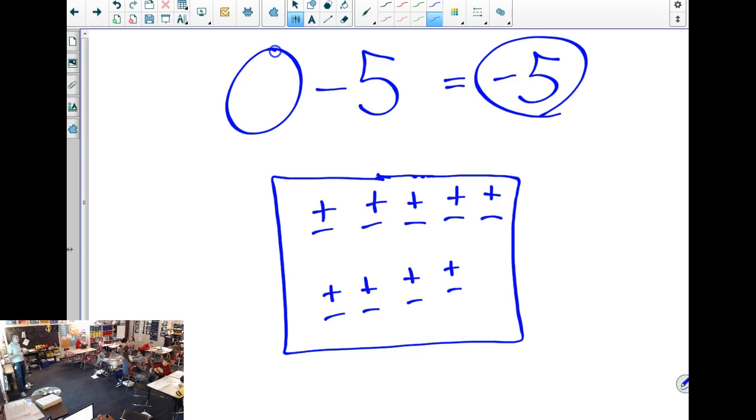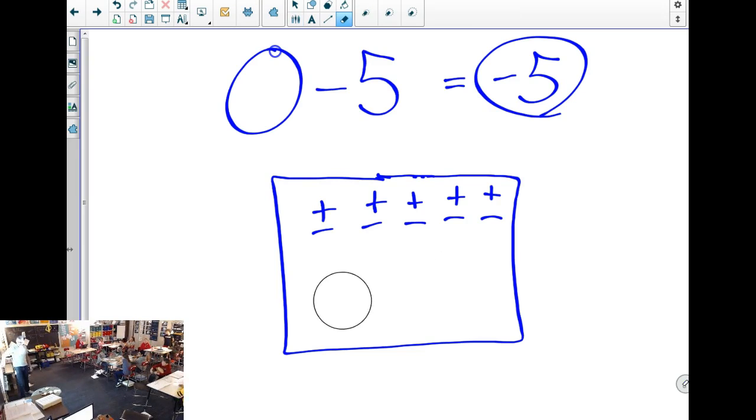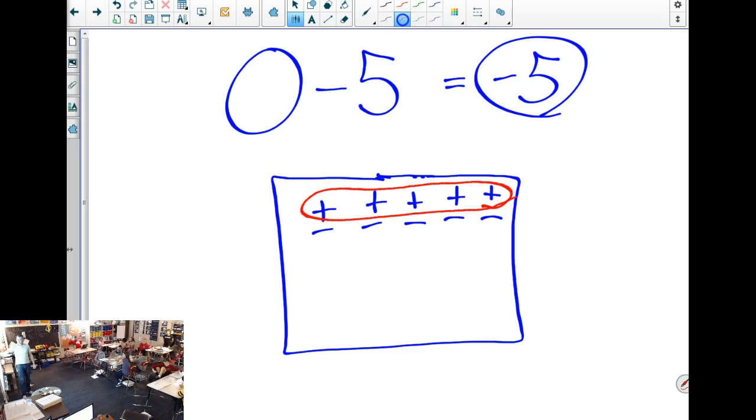Now, I don't need these. But now, can I take away 5 from this? Yes. And we're left with, as Desi said, negative 5. So here's, dude, put your computer away.